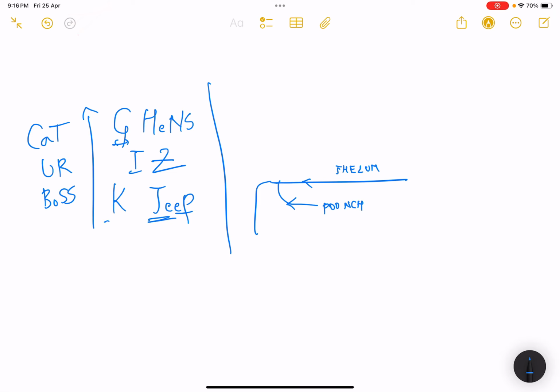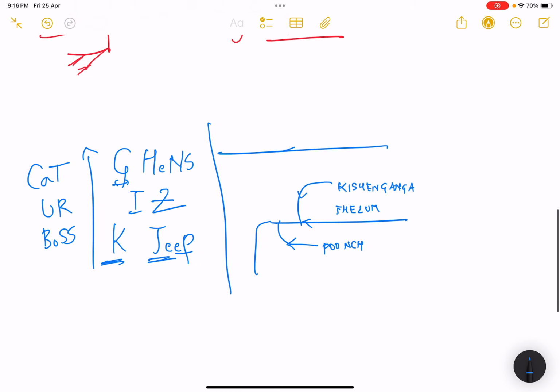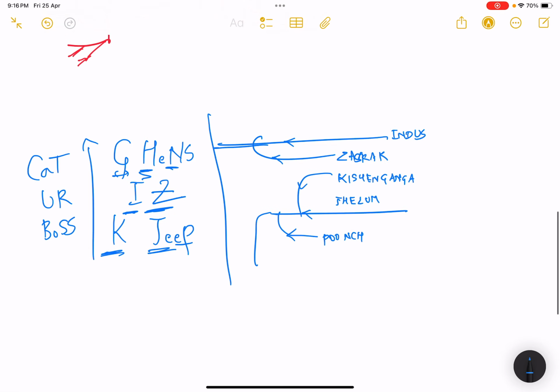And then we had K. And K stands for Kishanganga. There you go, simple. The K Jeep is right there. And what is the K Jeep going to do? So Indus. You're moving from south to the north. So Indus. And south of Indus, we had Zaskar. Right? Zaskar. And then we talked about G hens. You see the specific order here, G hens.